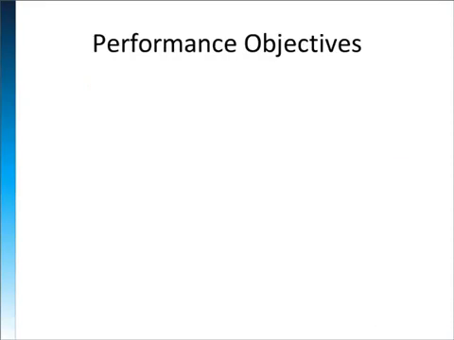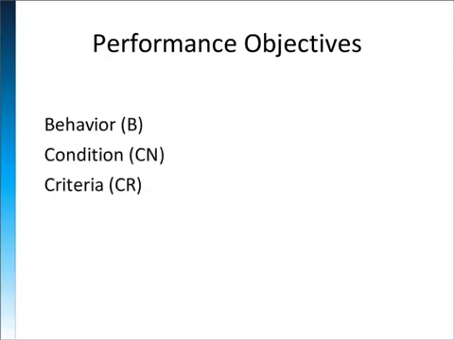Dick and Carey describe performance objectives by using an important set of criteria for writing objectives. They propose objectives should include three components: the behavior, the conditions under which the learner is to perform, and the criteria for judging a successful performance. This is a good way to do this, but there's an even easier way to remember how to write a performance objective.